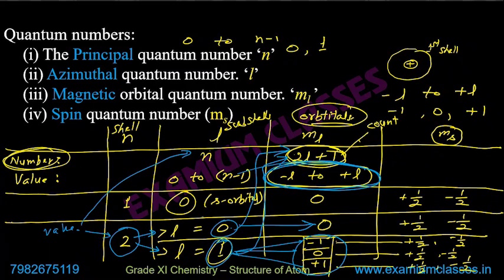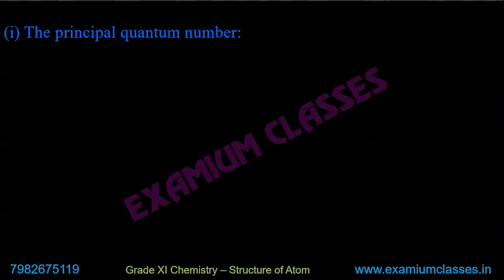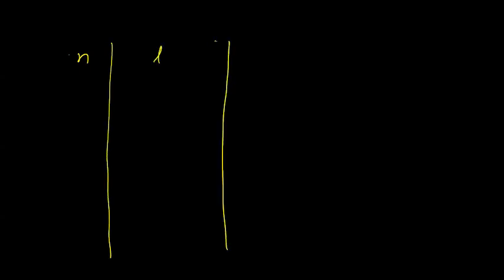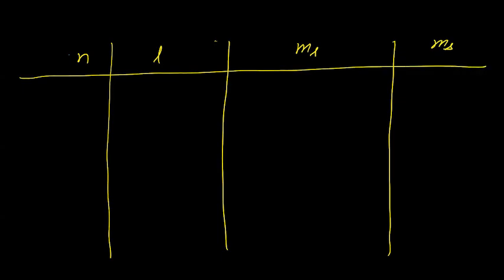Now, if I compare the same thing with n equals 3, I am writing it and I will be asking you to tell me the answer. I have n, l, ml, ms. Now tell me, if I have n equals 3, how many subshells will be there?